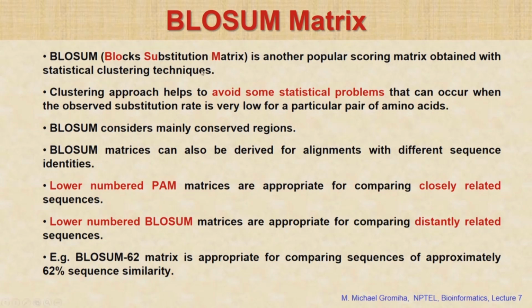Like PAM matrices, in the case of the PAM matrix, a lower number is appropriate for comparing which type of sequences? Closely related sequences. In the case of BLOSUM, they do the other way around. The low numbers of BLOSUM matrices are appropriate for distantly related sequences, and generally we use BLOSUM 62 for comparing sequences of about 62% sequence similarity. This is very commonly used in the alignment programs.